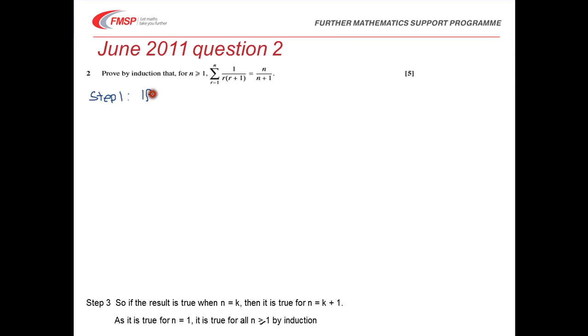So if we let n be equal to 1, then we take the left hand side here, and we're only going to be looking at the first term, so that's going to be 1 over 1 times 2, so that's going to be a half. And then when we look on the right hand side, we're going to have 1 over 1 plus 1, which is also equal to a half. So we have now shown that the left hand side is equal to the right hand side, so it's true for n equals 1.